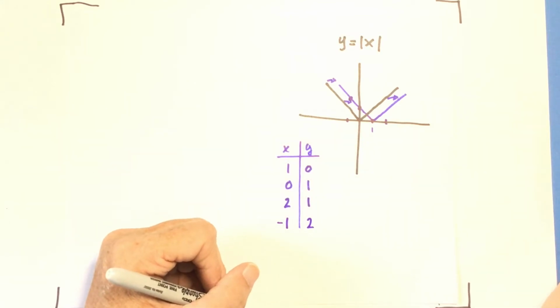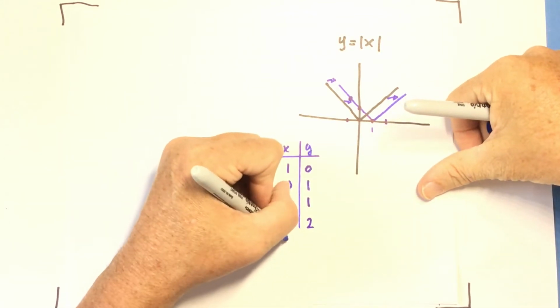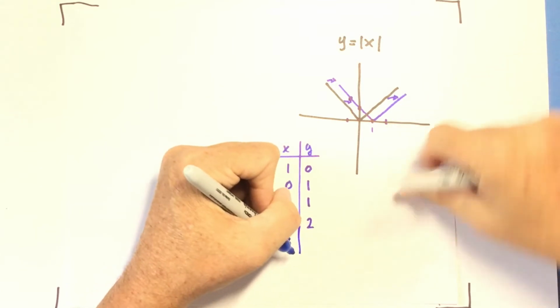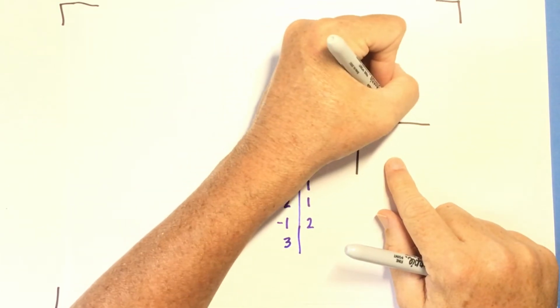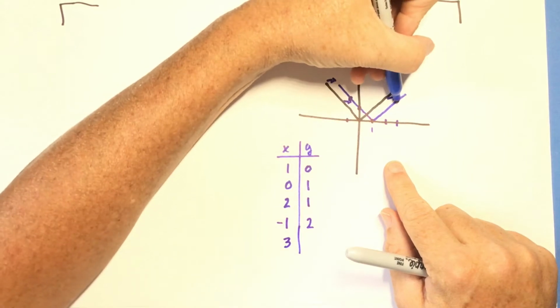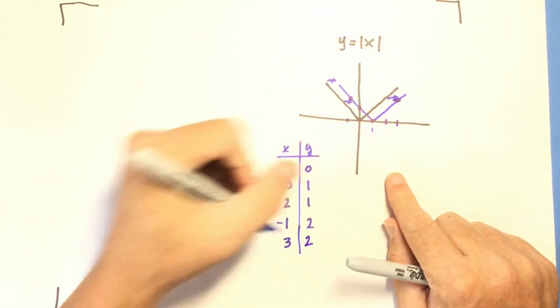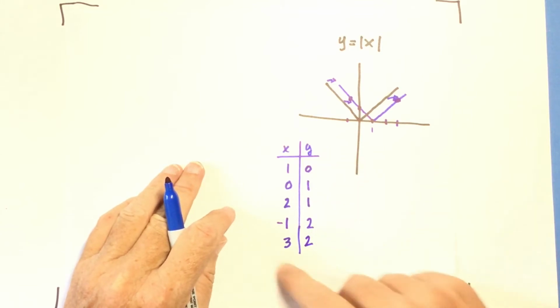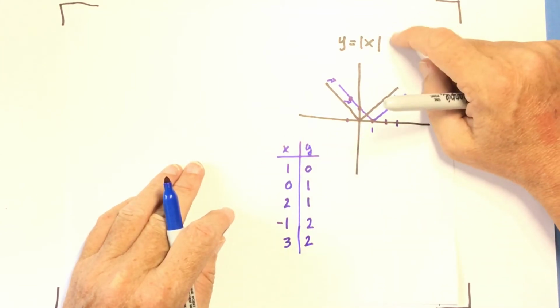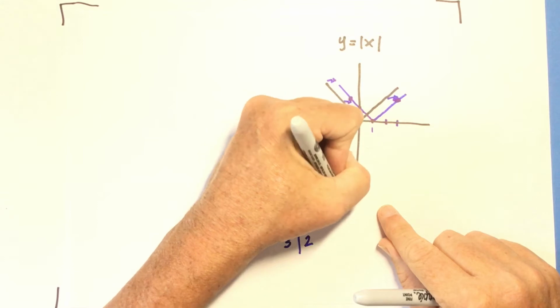Interesting. Let's do one more. Let's say x equals 3. If x equals 3, 1, 2, 3, we follow that up. There's my point right there. Now y equals 2. All right, now let's look at how these numbers came about by looking at the equation.